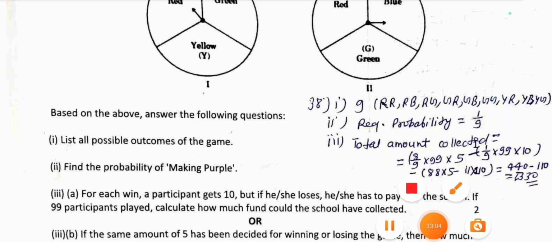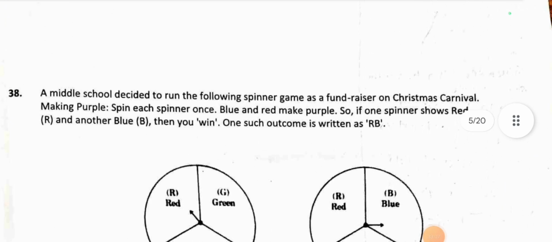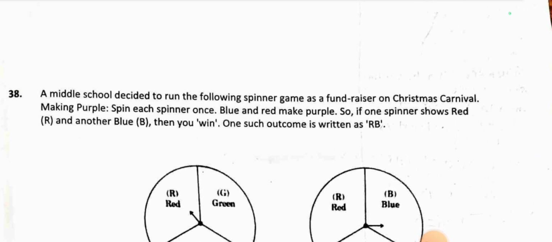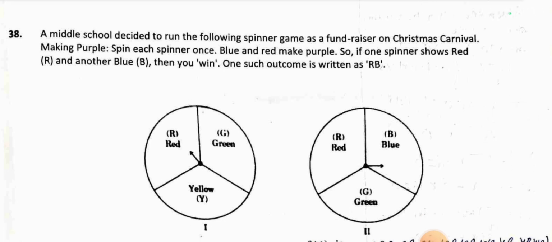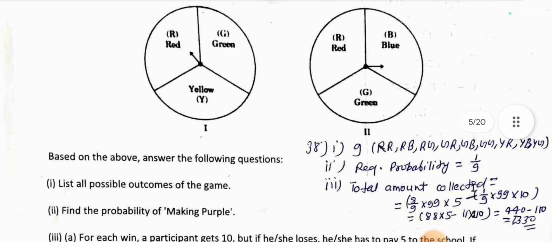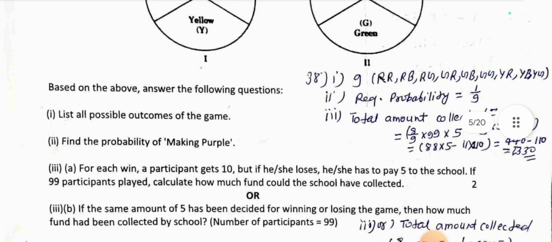Making purple means when will it be purple? The question says purple is made only when, spinning each spinner once, blue and red make purple. So one spinner red and one blue, but in first only red, in second blue, so red and blue, only one possible outcome, one favorable outcome, so it will be 1 by total outcomes 9, the answer to question second.